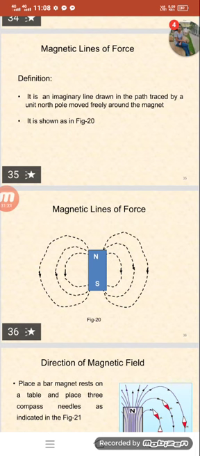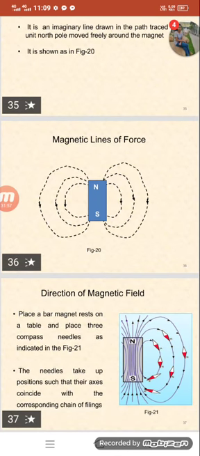On that magnet, suppose we move one unit north pole around it. Whatever path is traced by that unit north pole around that magnet is going to be represented by some lines. Those lines we are calling magnetic lines of force. So, going to the explanation: direction of the magnetic field.